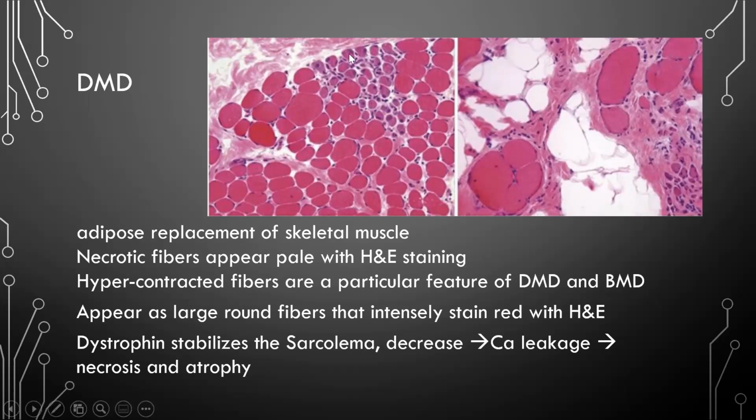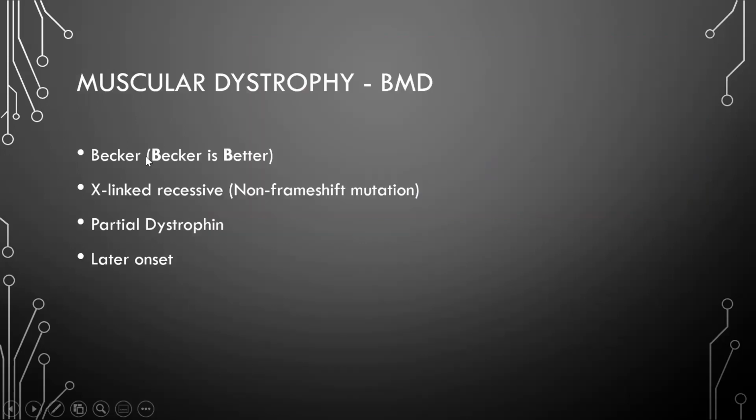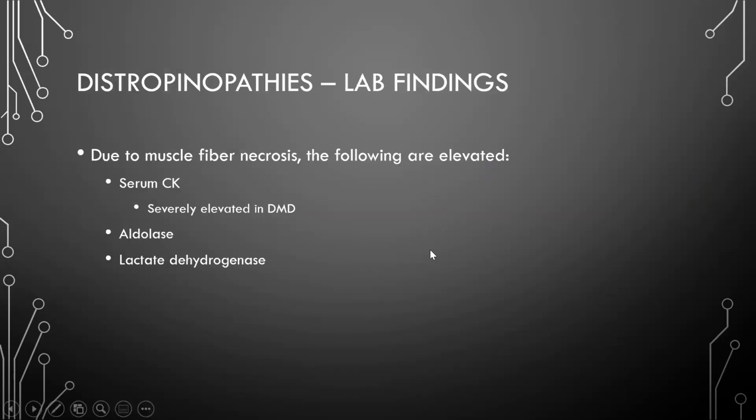So necrosing fibers, that one's probably necrosing right there. And then these are regenerating right here. This is going to be early, and this is going to be later in the disease. BMD, Becker, is better. So it's not as bad, later onset, and partial dystrophin protein loss. You're going to have a non-frameshift mutation. Lab findings, you have elevated CK because your muscle cells are dying, aldolase, and lactate dehydrogenase.